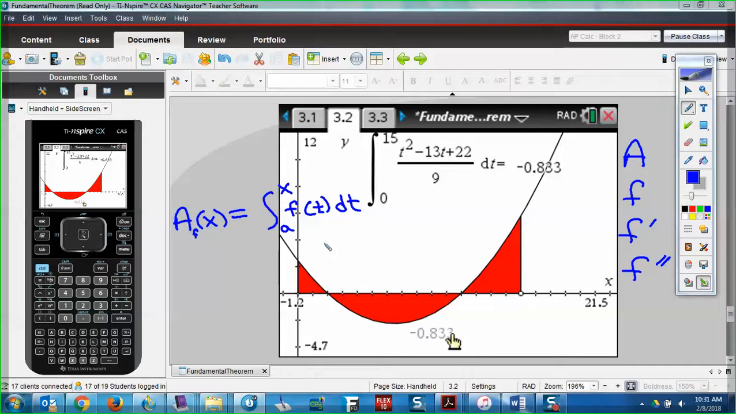So tonight, before you go to bed, say that over and over. The area function is the antiderivative. The area function is the antiderivative of the function that's inside of here. The area function is the antiderivative. So later on, we're going to see this kind of thing. We're going to see this kind of definition.